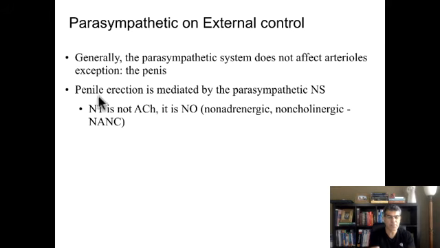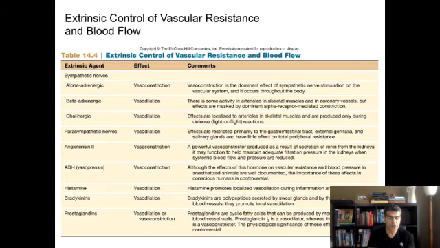The blood vessels that go to the penis have parasympathetic receptor, but the neurotransmitter is not acetylcholine. The neurotransmitter in the case of penis would be NO and cause vasodilation. Therefore, we say the parasympathetic of the penis is non-adrenergic, non-cholinergic fiber, because it's using NO as a neurotransmitter, not acetylcholine or norepinephrine. This table shows extrinsic factors that change the size of the vessels.